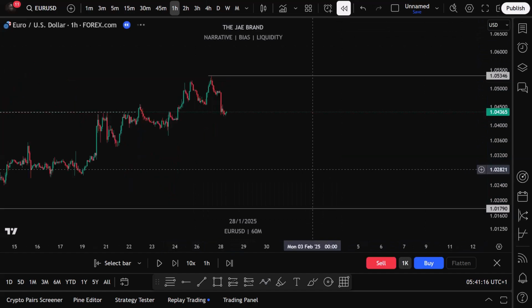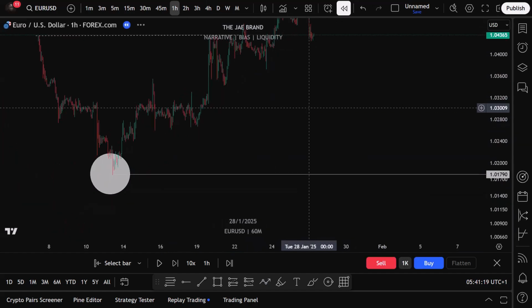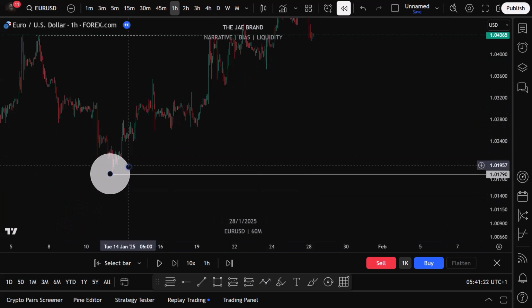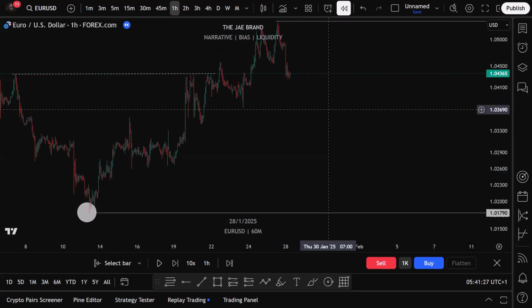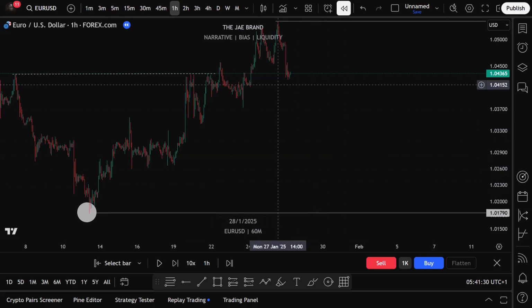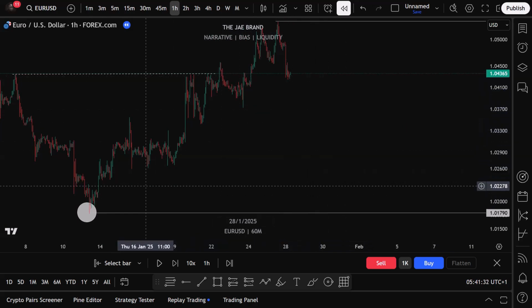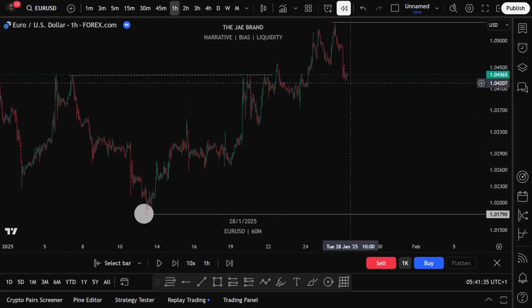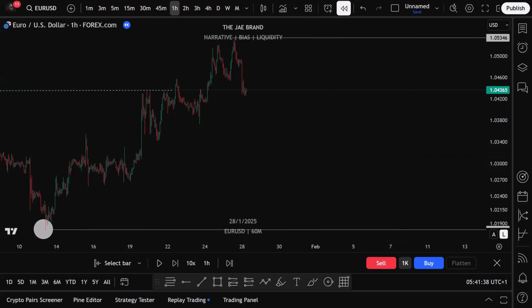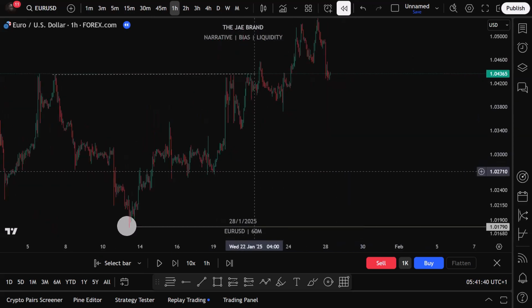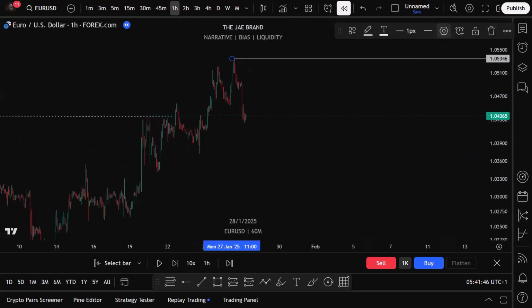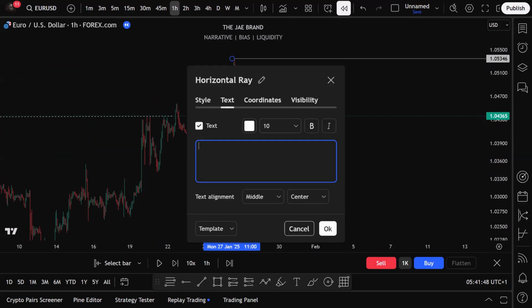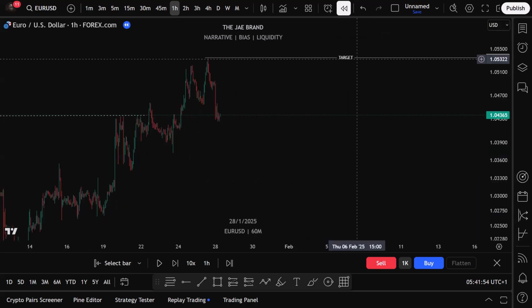Now let's take this example. So now what we are expecting is that price retraces itself back into this area, clearing out all the internals, and then continues to its original direction. So we have our first external here, and this is our next target.